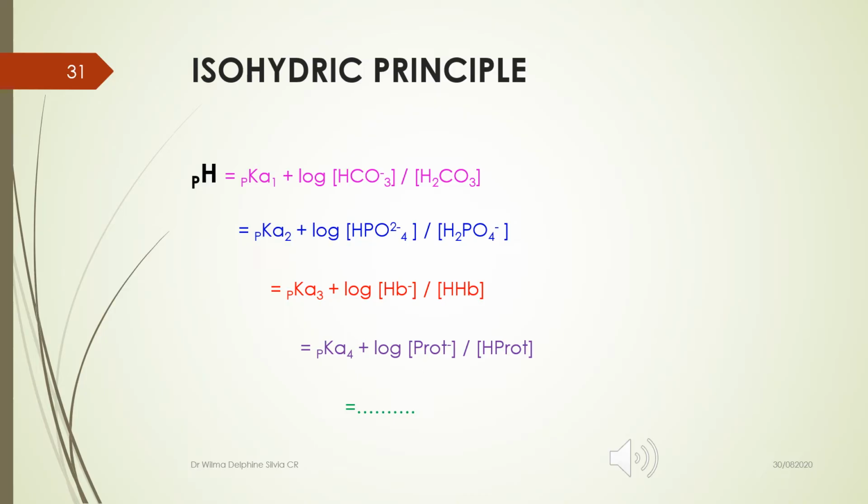Hydrogen ions are common to the reactions of all the buffer systems of the body fluids. So, whenever there is a change in hydrogen ion concentration in the extracellular fluid, the balance of all the buffer systems changes at the same time. Here we can see the bicarbonate buffer system, phosphate buffer system, hemoglobin buffer system, and the other protein buffer systems. This phenomenon is called the isohydric principle.